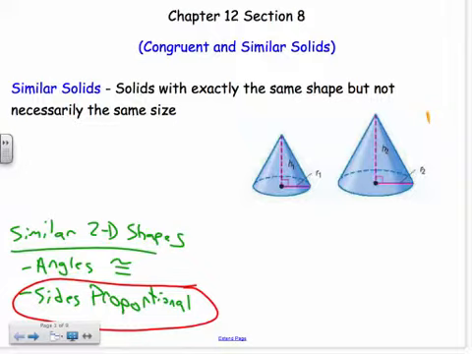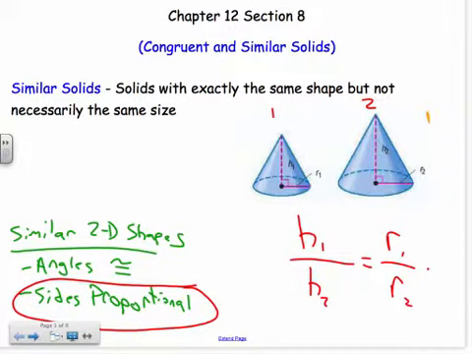So in this case, if I'm looking at these two cones here, cone 1 and cone 2, I've got height 1, radius 1, height 2, radius 2. If I set up my proportion, I could say height 1 over height 2 has to equal radius 1 over radius 2, right? The sides have to be proportional. The ratios have to be the same for them to be similar. So if I said these two cones were similar, this proportion would hold true.